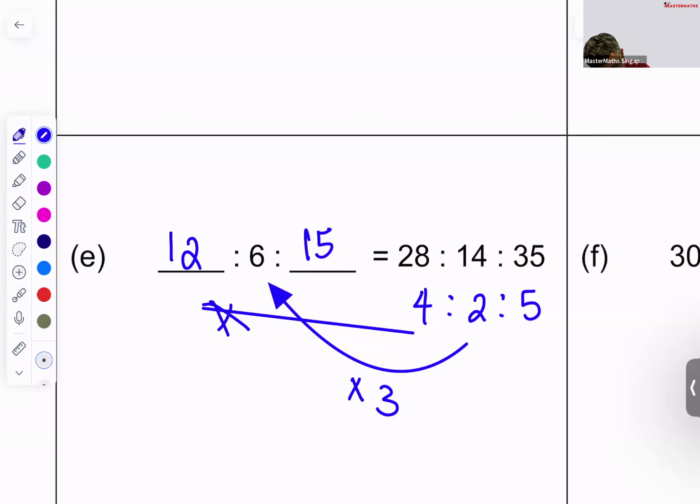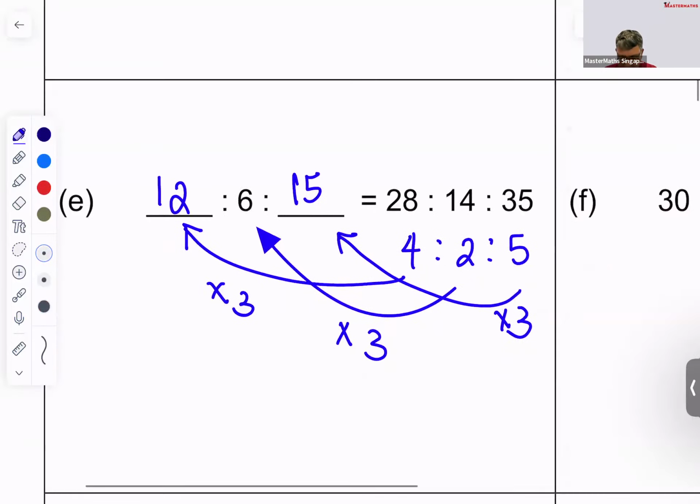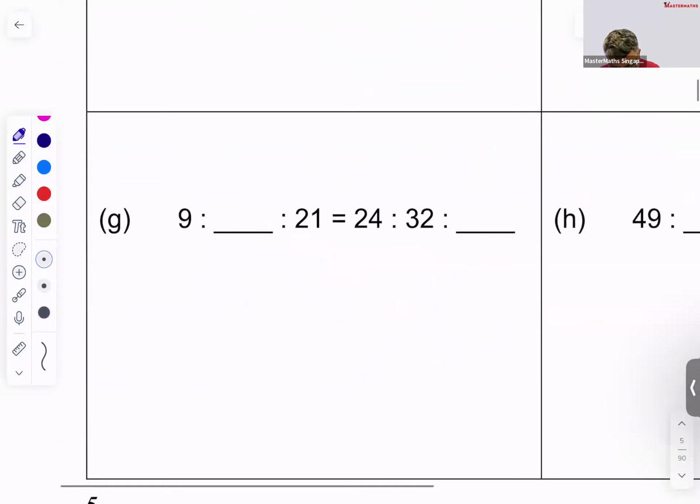Forget it. I'm not going to use the arrow thingy. This iPad is not cooperating. Times 3, times 3. Okay? Right. The next one.